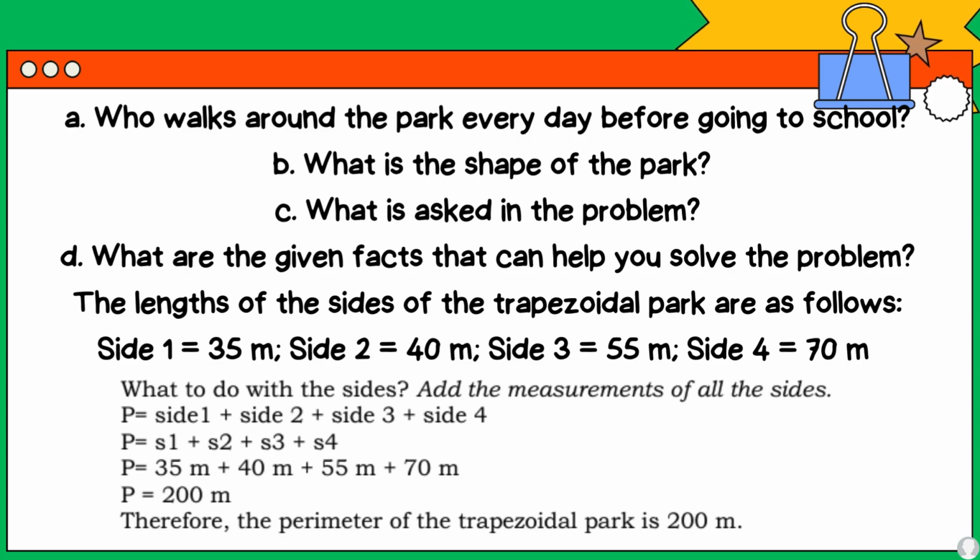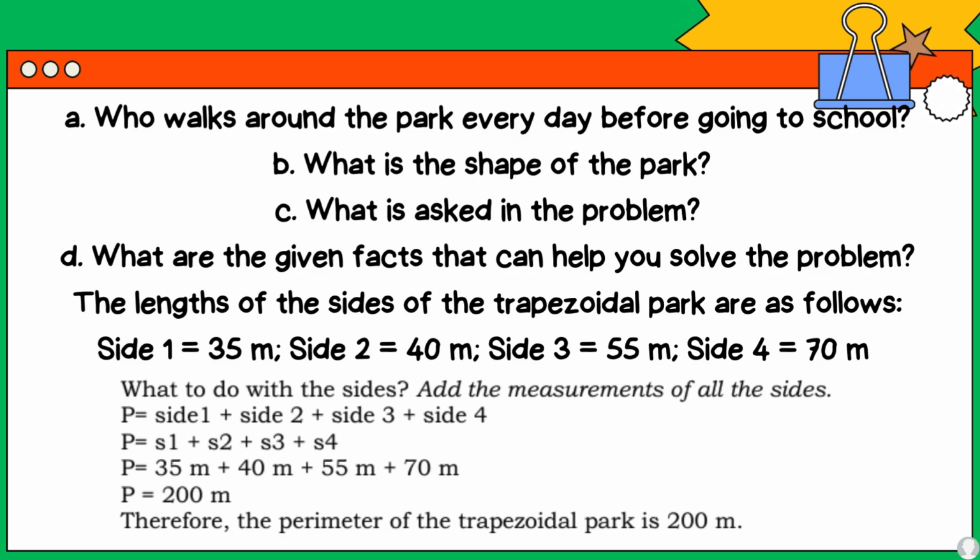So the lengths of the sides of the trapezoidal park are as follows. Side 1 is 35 meters, side 2 is 40 meters, side 3 is 55 meters, and side 4 is 70 meters. So there are no equal sides. All sides are different. So what to do with the sides? Add the measurements of all the sides.